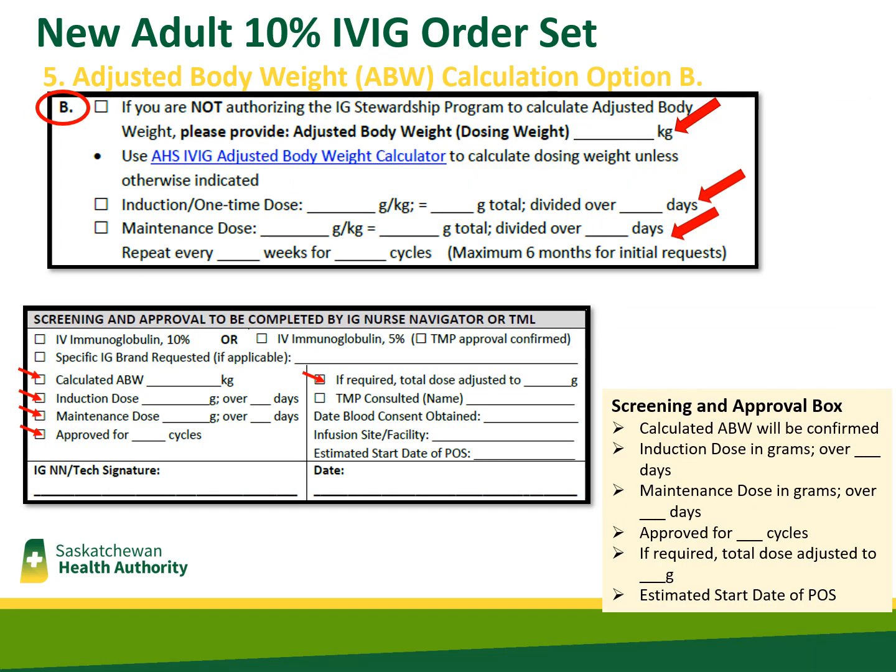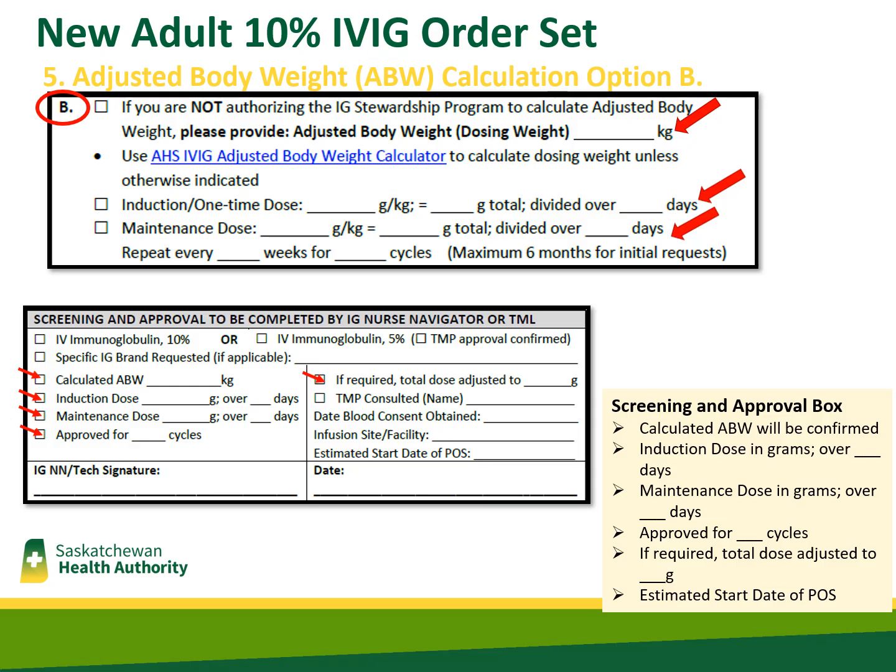If the physician selects option 5B, it essentially means that they're going to calculate the adjusted body weight, which should be filled in, and then that they're going to use the grams per kilo dose that they want and calculate the total dose in grams themselves. All this information still needs to be filled in the same way, and then we will still make sure that it was done correctly and that they've used the right weight to calculate that adjusted body weight, and then we will take that information and still transfer it into the screening and approval box in page 3, which again we'll discuss coming up here.